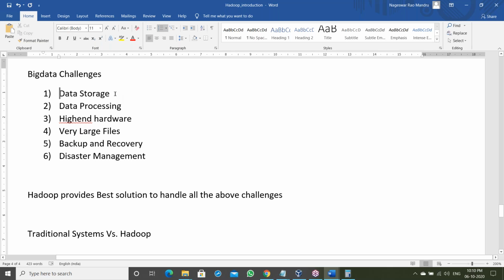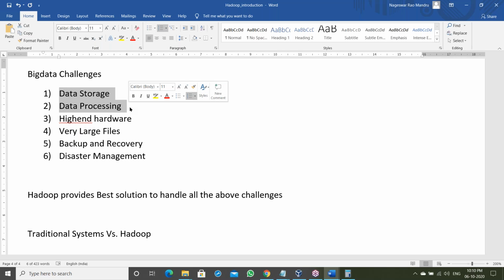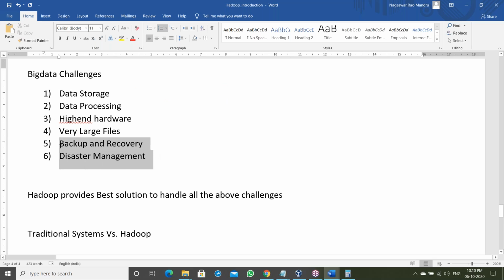Tomorrow we'll focus completely on data storage, minimum a 1.5 hour topic. Data processing will be one more session. These two will take 2 sessions: distributed data storage and distributed data processing. The rest are simple, so 2 sessions are enough to finish all these challenges.